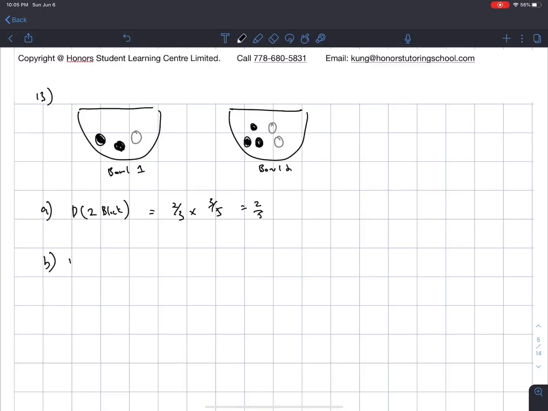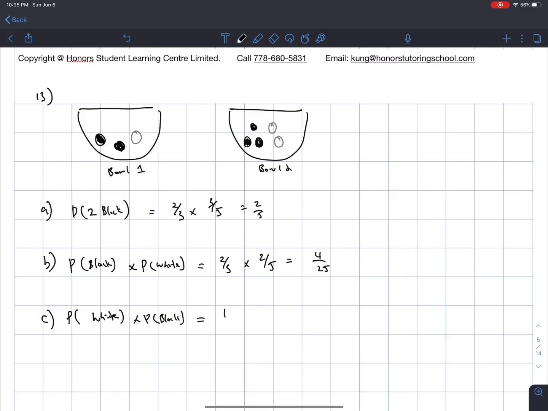And B, probability of black then white. So the probability of black in bowl number 1 is 2/3, and then the probability of white in bowl number 2 is 2/5. We get 4/25. C, probability of white then black. So the probability of white in bowl number 1 is 1/3, probability of black in bowl number 2 is 3/5. We multiply them and simplify to get 1/5.